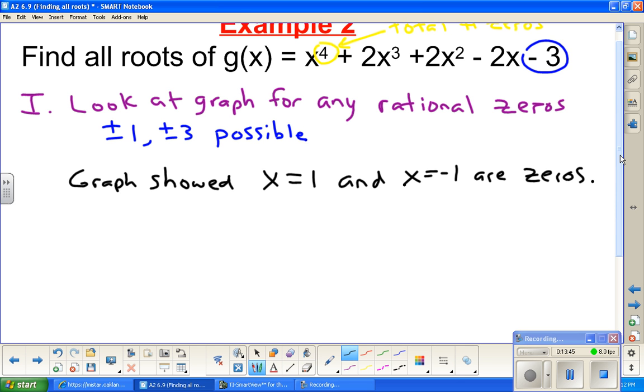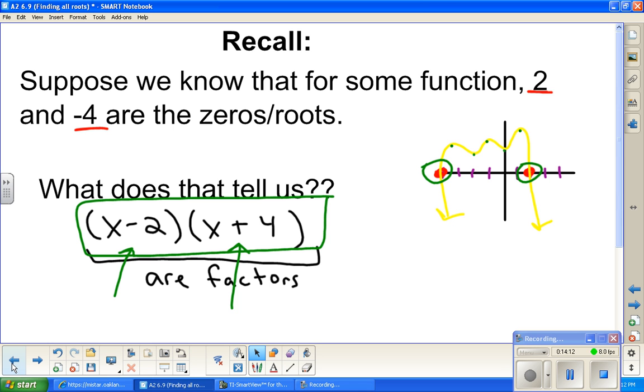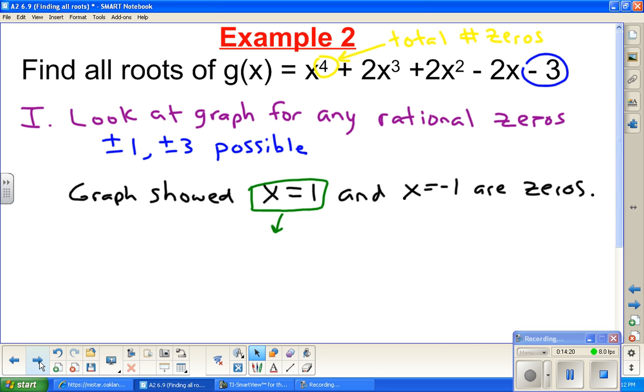So here's the thought process. Think about the little recall I had you guys do a second ago. If x equals 1 is a 0, what do we know must be a factor? If x equals 1 is a 0, what must one of the factors be? X minus 1?